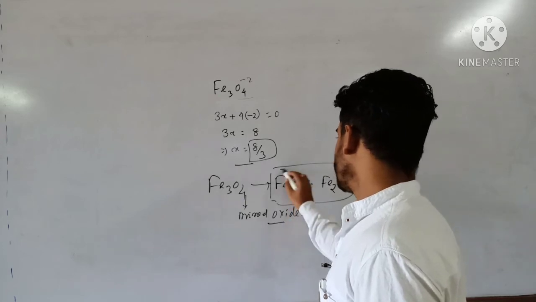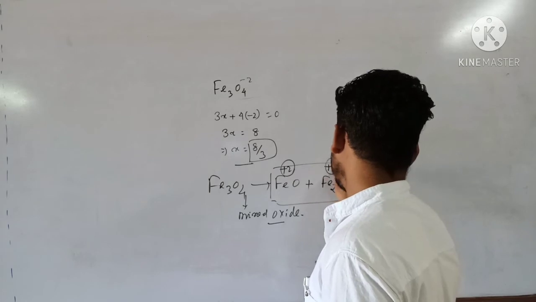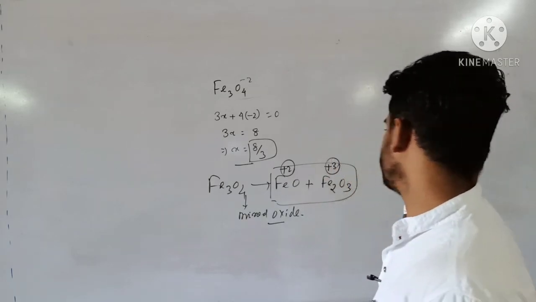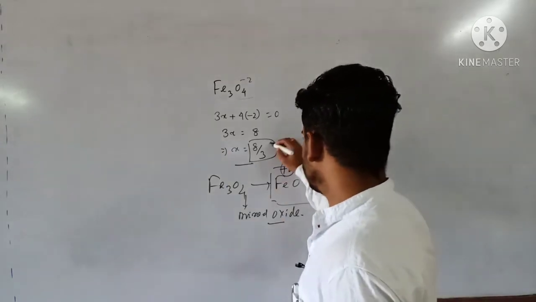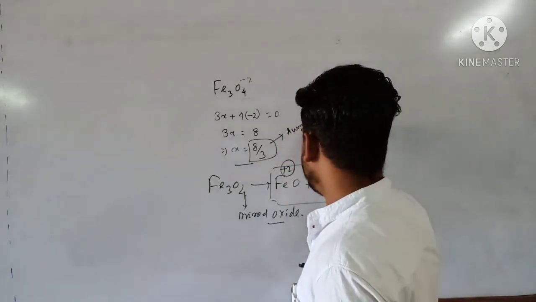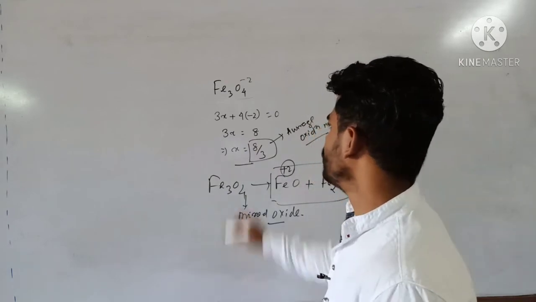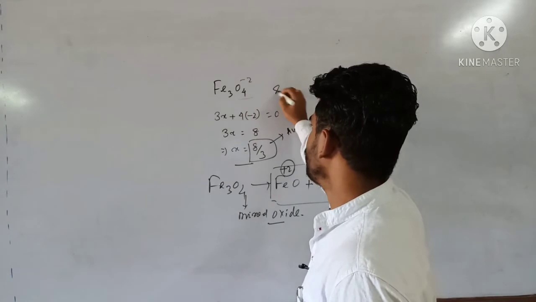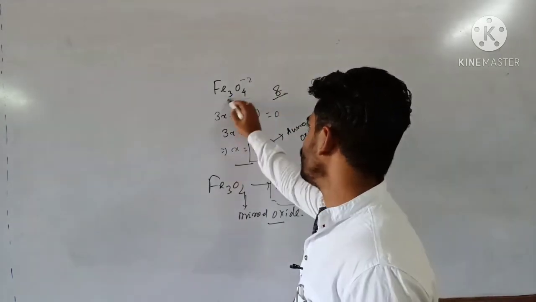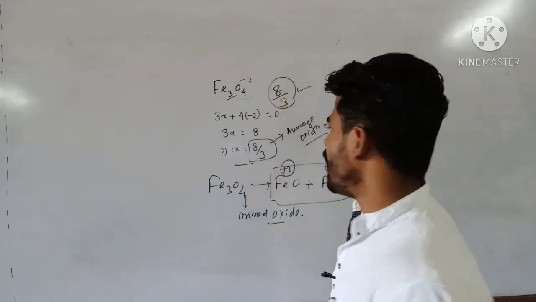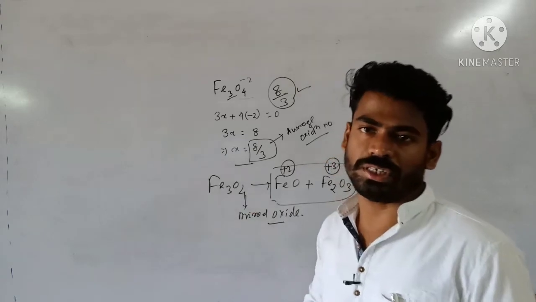Here the oxidation state of iron is +2, and here the oxidation state of iron is +3. So overall, this one is called the average oxidation number. Average oxidation number means total 4 into -2, that is -8, plus 8, and how many total iron atoms are there? 3. So divided by 3. This is the average oxidation number since it is one of your mixed oxides. Clear?